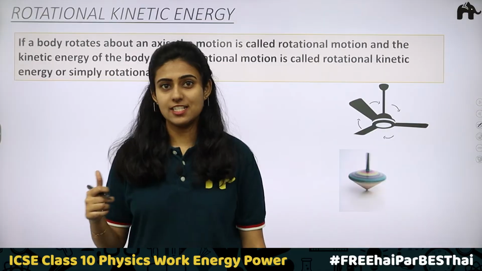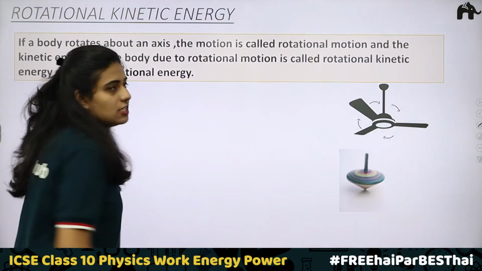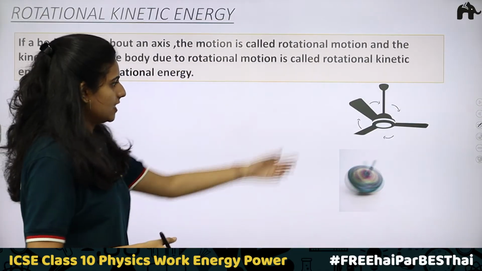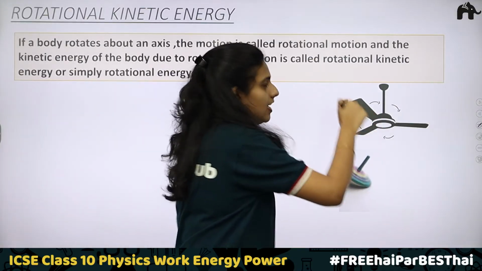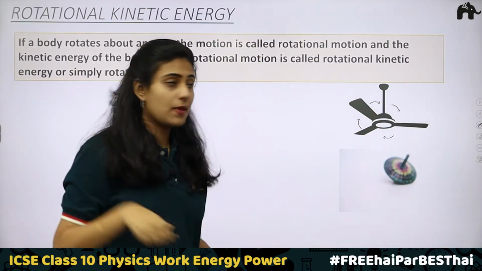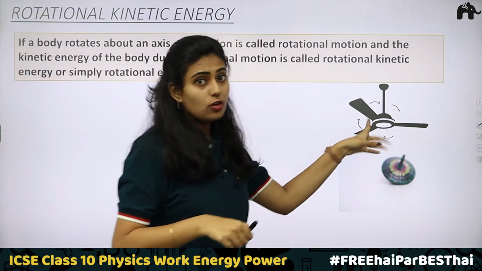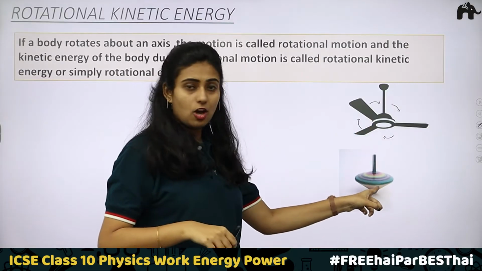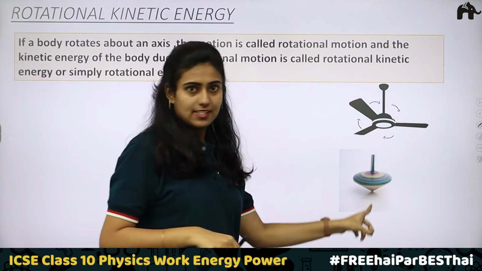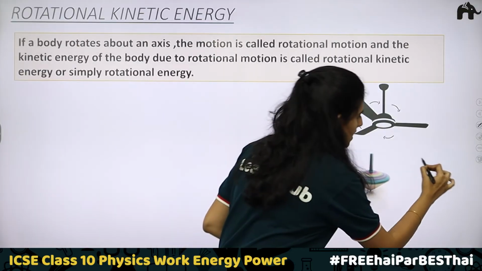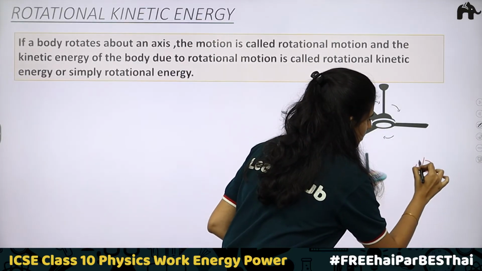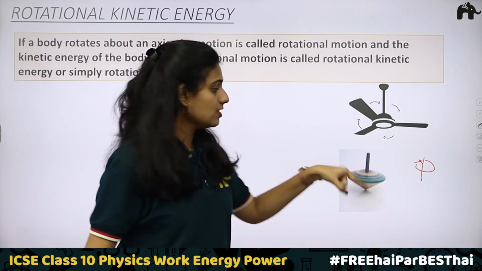Next is rotational kinetic energy. Due to rotational motion, we will be having rotational kinetic energy. Consider this example. Here you have a fan. The fan motion is in a circular path, and this motion is an example of rotational motion. Here you have a spinning top. It is spinning about an axis. With respect to an axis, it is spinning. Here again there is rotational motion.